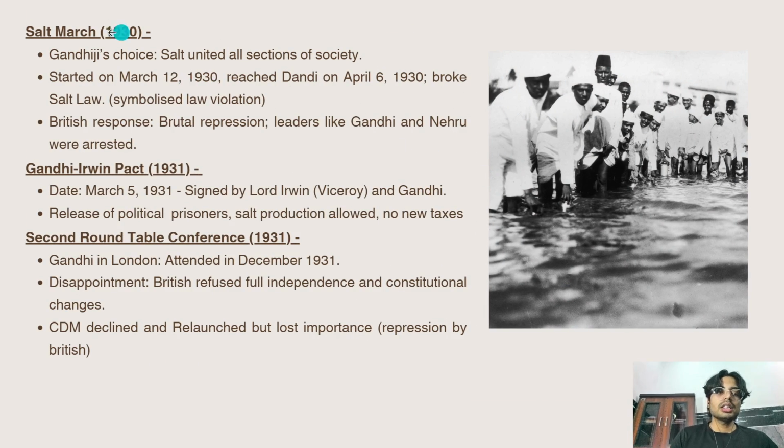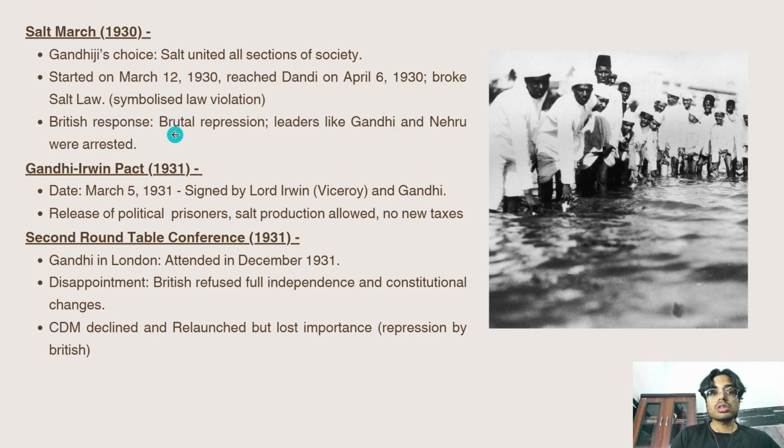Now, in 1930, the Salt March took place, where Gandhiji decided to choose salt because salt was something that was used by every class of the country. So, salt united all sections of the society. It was started on March 12, 1930, and Gandhiji reached Dandi on April 6, 1930. He broke the salt law, and from where did he start? He started from Sabarmati. So, from Sabarmati to Dandi, he walked. Now, he broke the salt law, which symbolized the law violation.